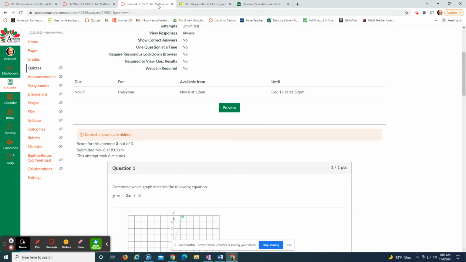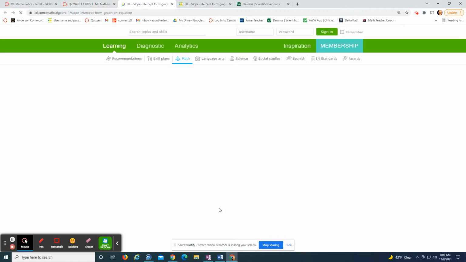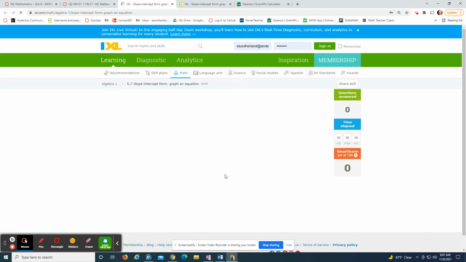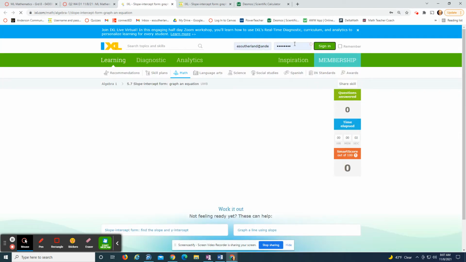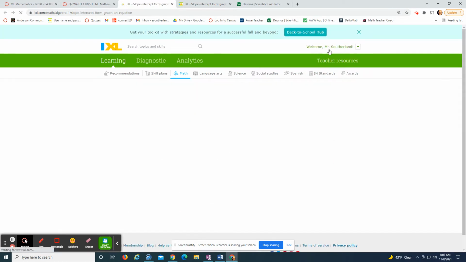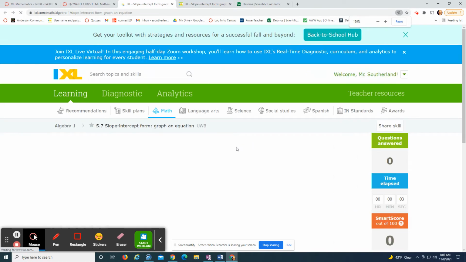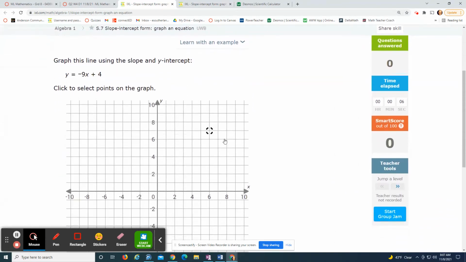3 out of 3. Now, going back to your day here, you're going to do IXL Algebra 1. Make sure you're in Algebra 1. S7, which is similar to what we did last week. I'm going to zoom in. Make sure you're signed in. You want to make sure that your name is up here in the corner.